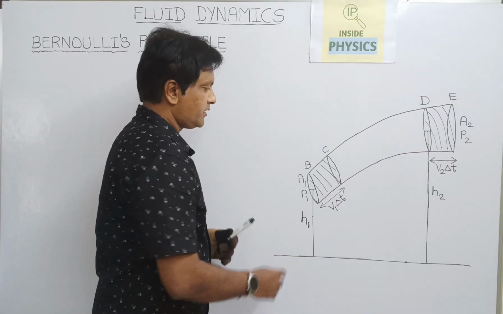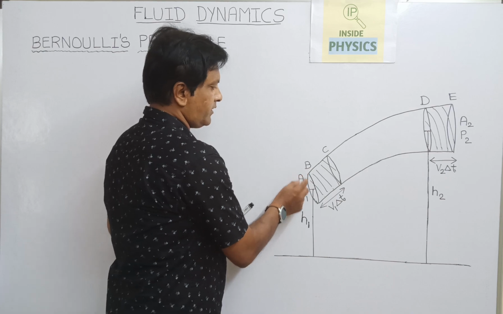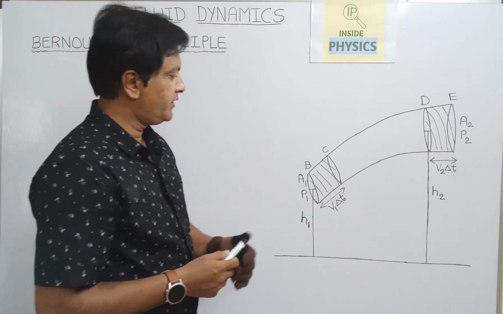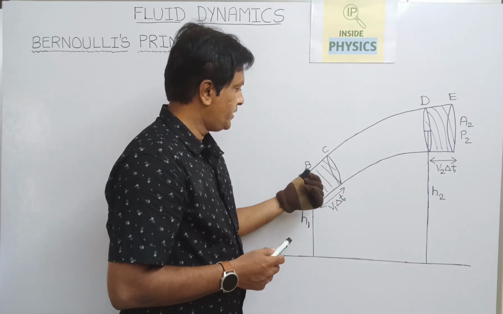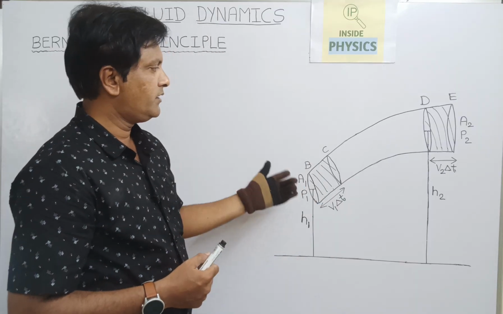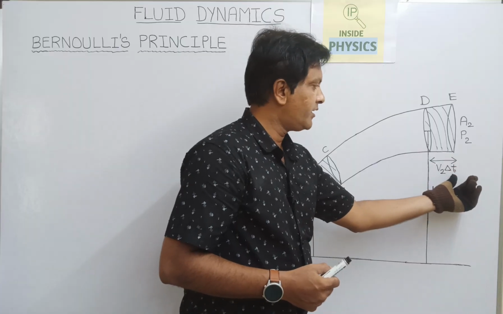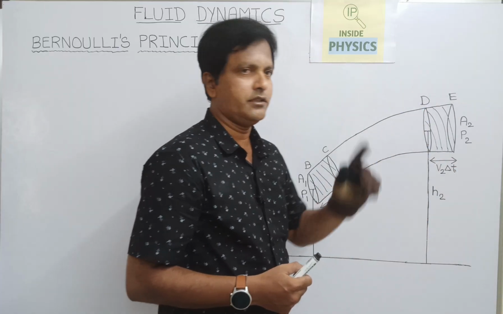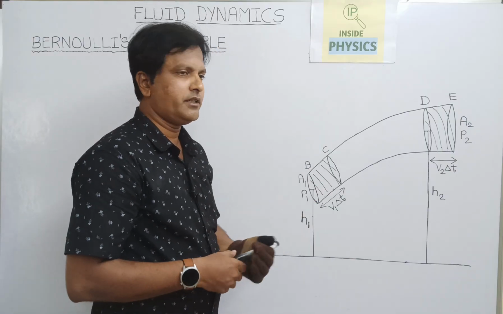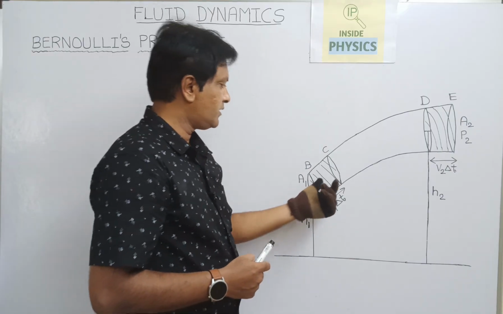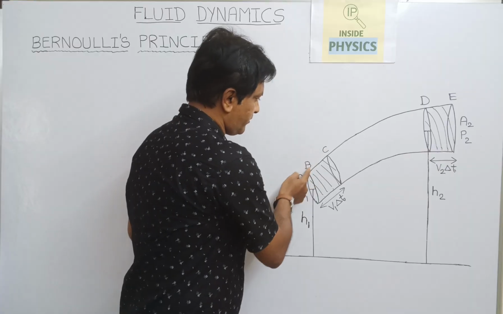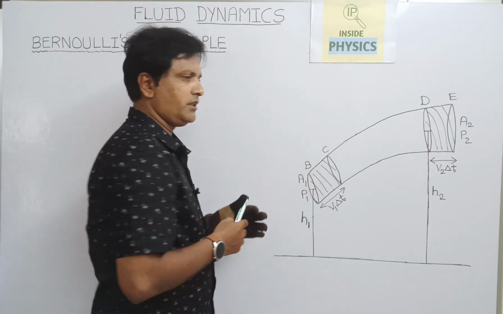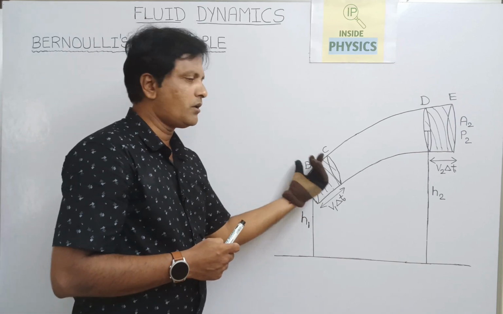Here we are considering the liquid entering here, and in a small time delta t, the liquid is flowing through B to C. At the same time, in the time interval delta t, here the liquid will flow from D to E. So B to C is a very small distance. We can consider the area of cross section from B to C almost the same. That is why we consider B to C a very small distance.